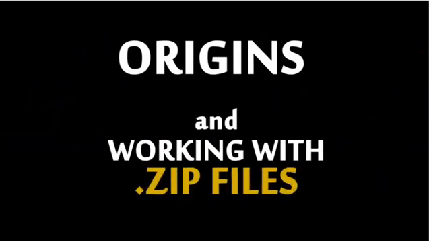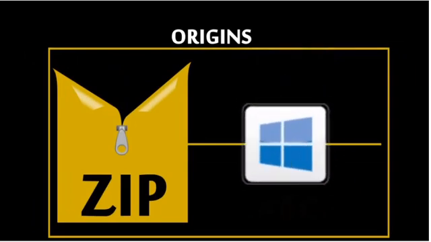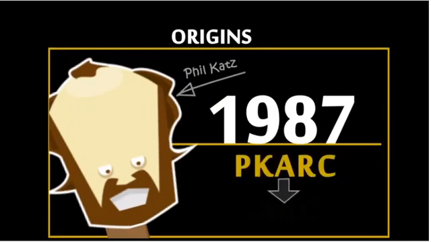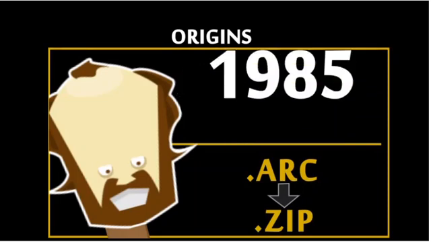Now let's take a look at the origins of zip files and also how to work with zip files in Windows. Zip files were invented before Windows became popular. In 1987, Phil Katz introduced a DOS-based archival tool called PKArc, which compressed files into a .arc file, very similar to .zip files. PKArc was an improvement on a DOS program called Arc, which was written in 1985 by Tom Henderson.